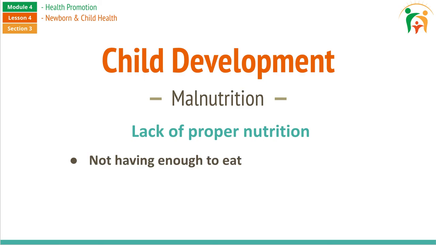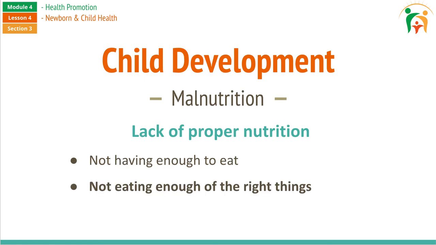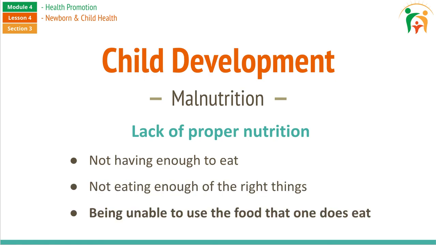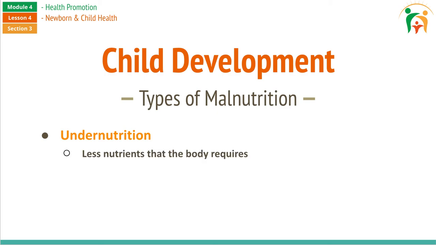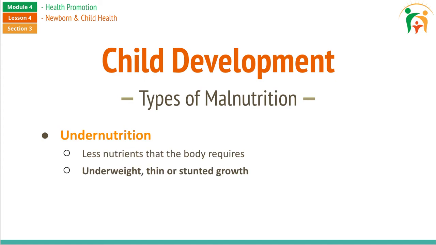Malnutrition. This is a lack of proper nutrition: not having enough to eat, not eating enough of the right things, or being unable to use the food that one does eat. Types of malnutrition. We have undernutrition, which is less nutrients than the body requires. Underweight, thin or stunted growth.